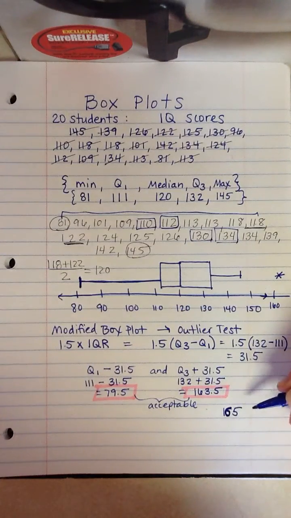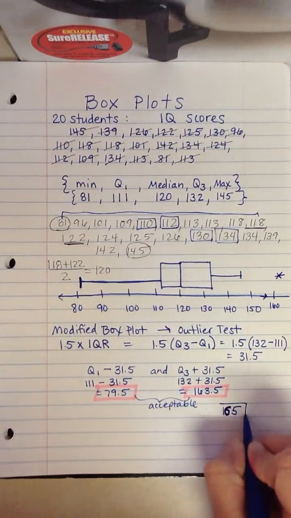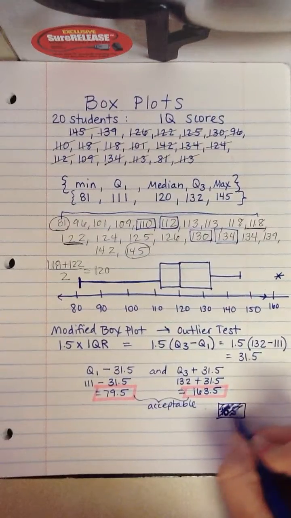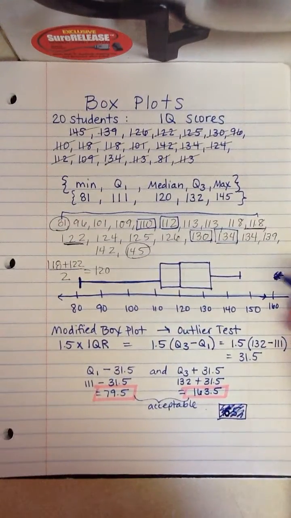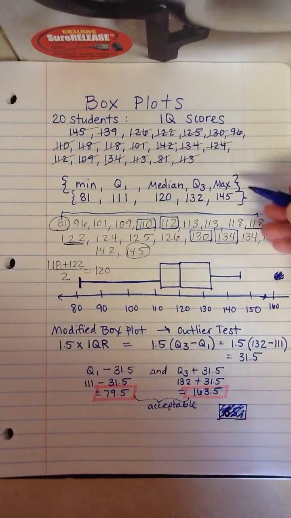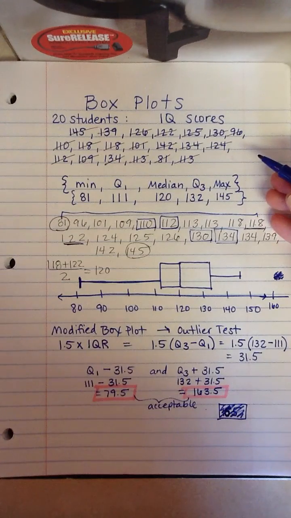But because this number wasn't in my set of data, I can just disregard that and take away this outlier because it wasn't really in my original set of data. And that's it.